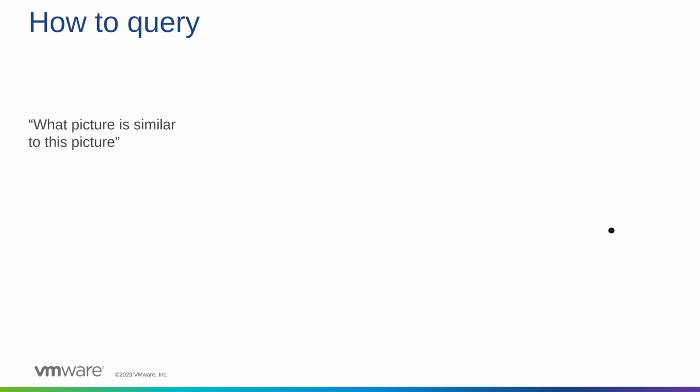So then the question becomes, how do you query? Now that we've put them in space, what can we do? What kind of questions can we ask? Well, one you'd like to ask right away is, what picture is similar to this picture? So how would we ask the database this question? We put all our vectors into the database, a vector database, and now what can we do?